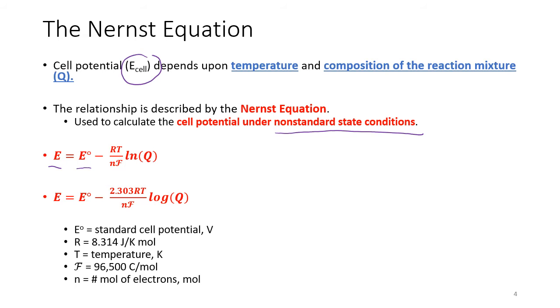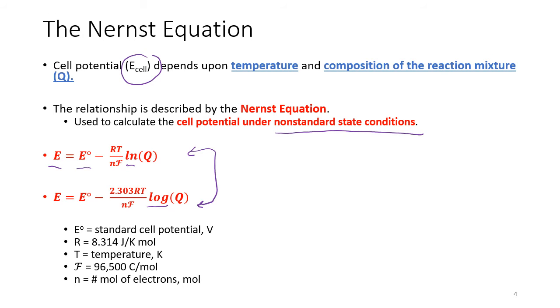Now, sometimes textbooks will convert that equation to the one you see below that, where you have E equal to E naught minus 2.303 times RT over NF, and now notice it's log of Q. So we went from ln of Q to log of Q. That 2.303 is a ratio when you're converting the ln to the log. So either one of those equations, depending upon what one you want to use, they will get you the same answer for E cell under non-standard state conditions. I just wanted to point that out in case you come across both of them in different contexts. They are the same thing.